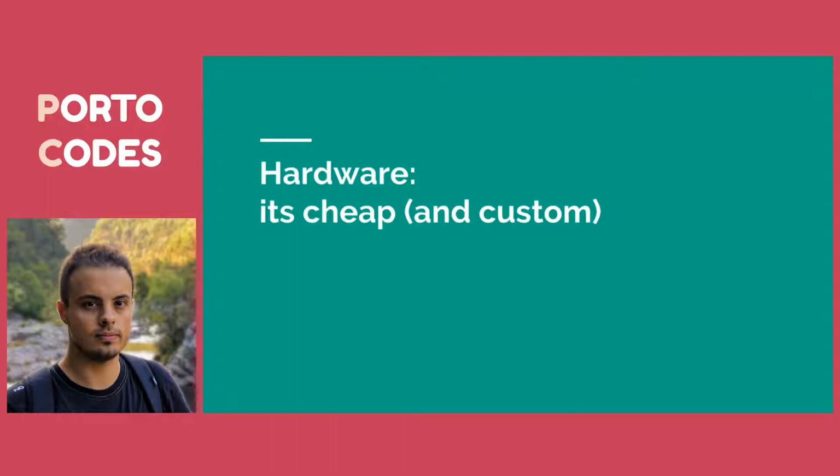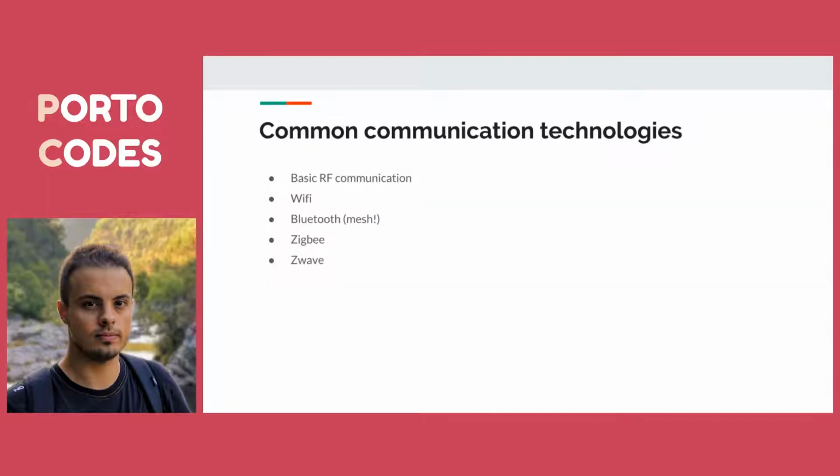So, talking about hardware. It's finally getting cheap. A few years ago you wouldn't be able to find something to turn your lights on and off for less than 30. Now you can buy, I will show them, some color light bulbs, as good as the Philips ones, for 15 euros or so from Chinese stores.